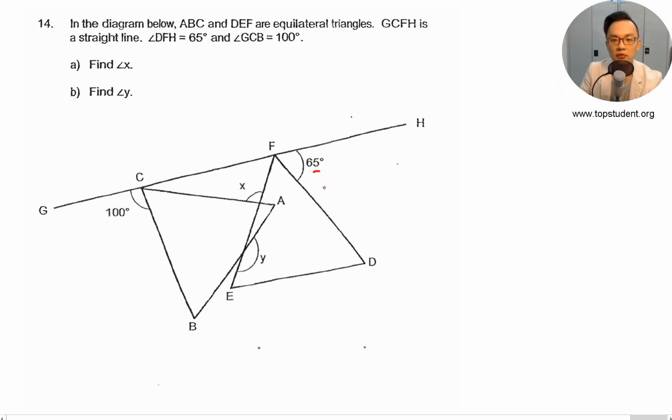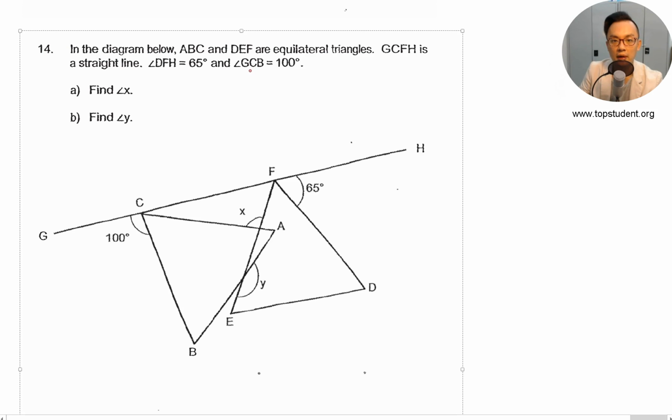DFH is 65. And GCB is 100. So over this one is 100. Find angle X, which is this one, angle X.